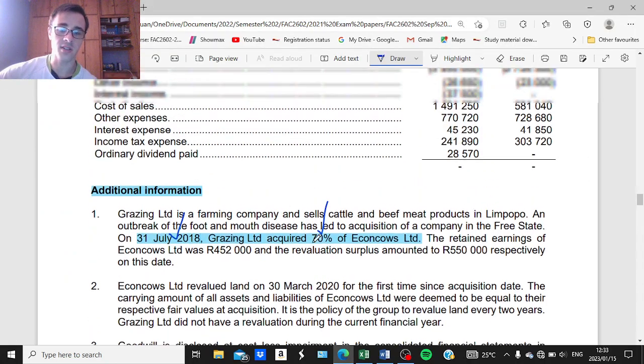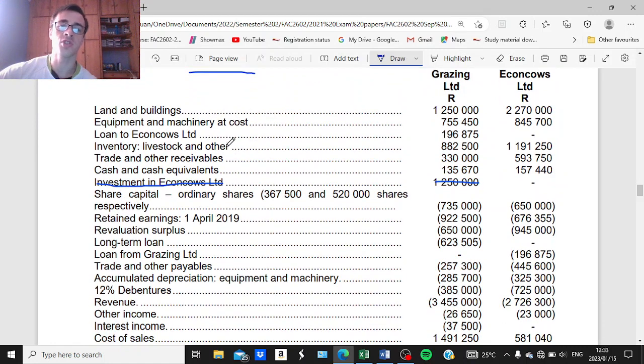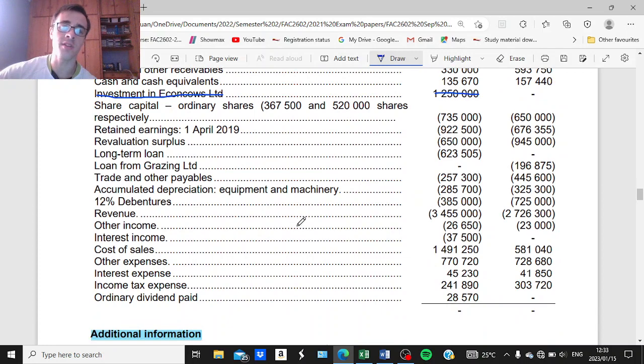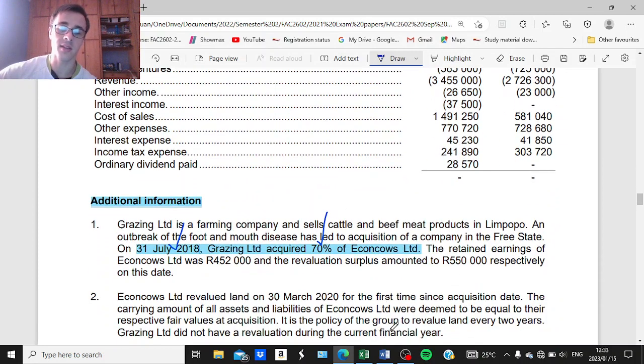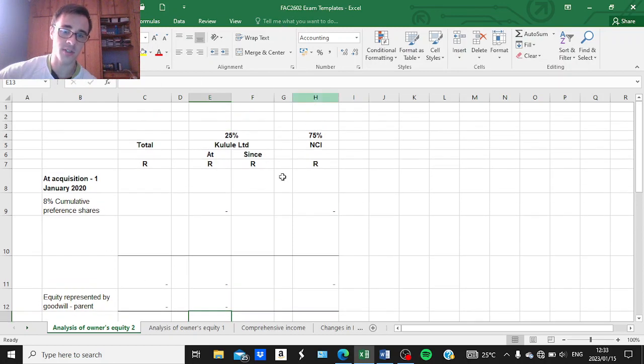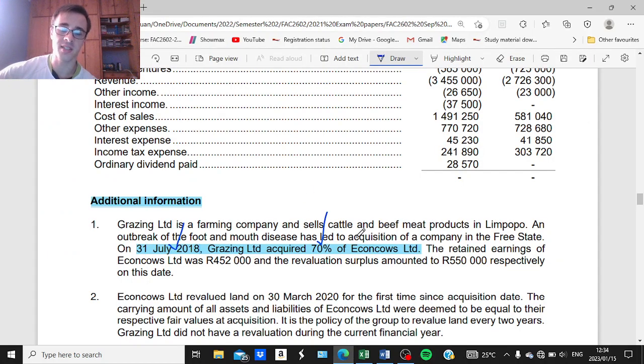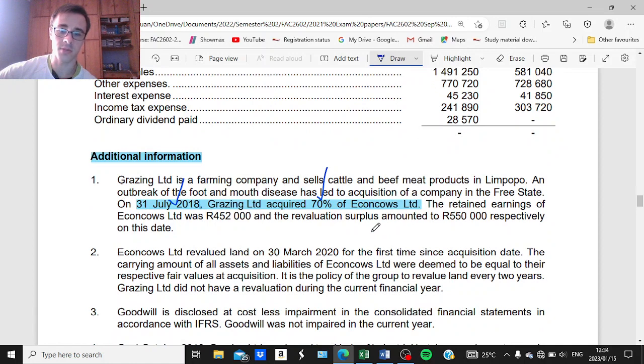And you should have noticed in this question, or from the balances given, that preference share capital is not applicable in this question. So we will only be dealing with ordinary share capital in this question, which means that we can ignore this analysis of owner's equity. The analysis of owner's equity of preference share capital can be ignored for this question. We will only have one analysis of owner's equity calculation for this question, because preference shares have not been issued by the subsidiary.